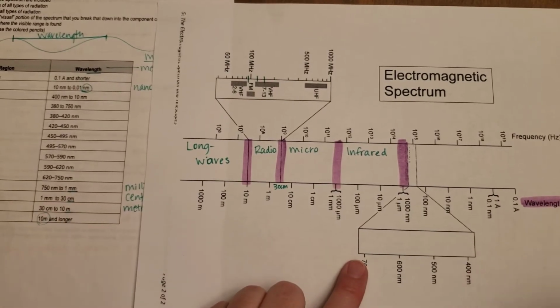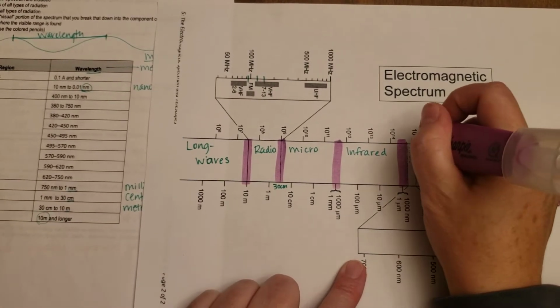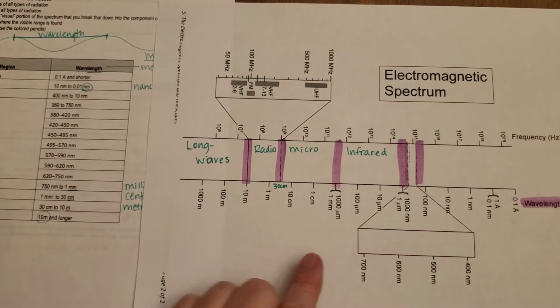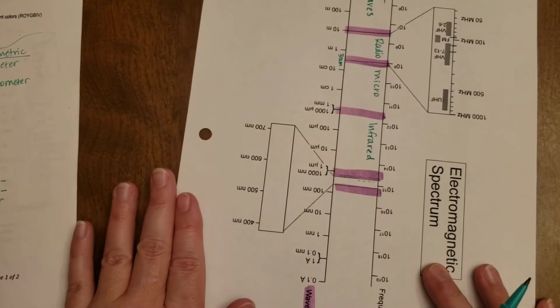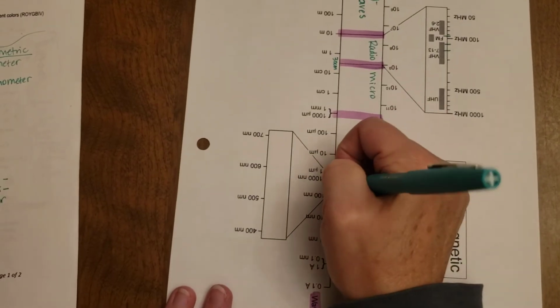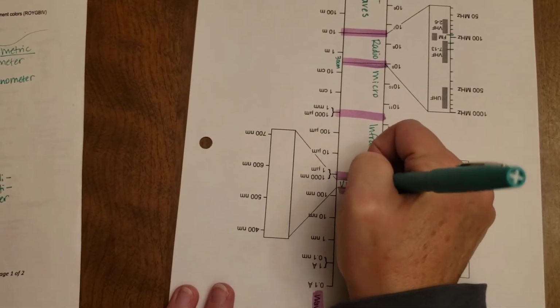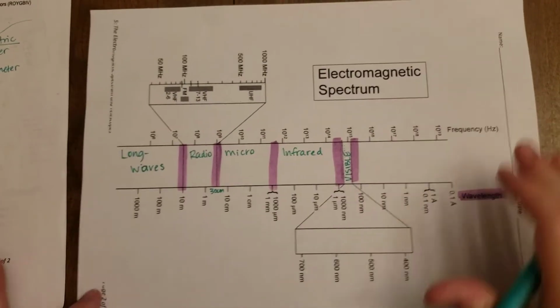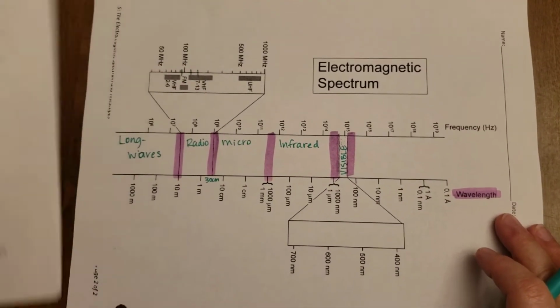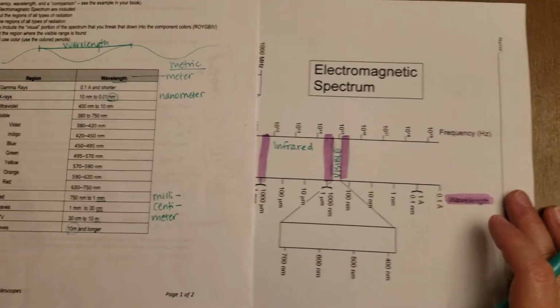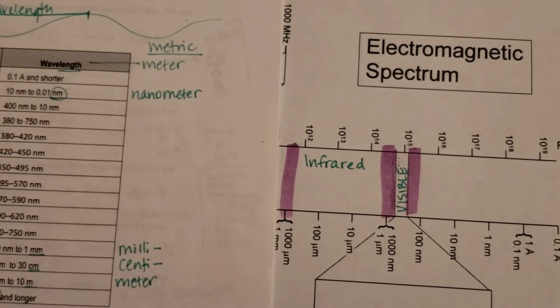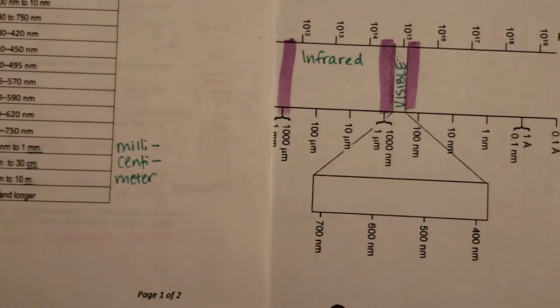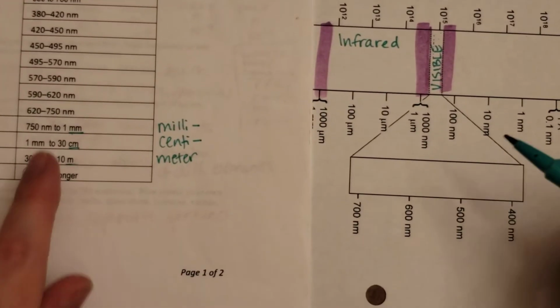Then what do we break out and do? Yeah, we're going to talk about the visible light spectrum. So I'm going to turn my paper sideways and I'm going to write visible right there. All right, so visible light. And then we're going to break down the visible light spectrum. So I'm going to get my papers a little closer so you can see. All right, so let's look right here.